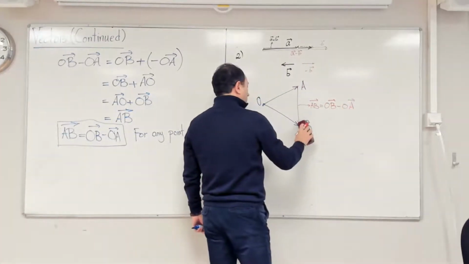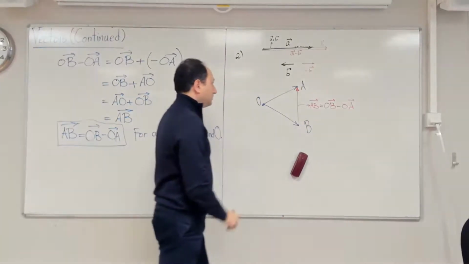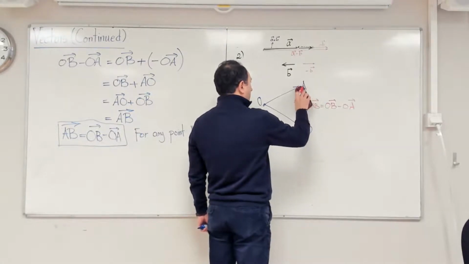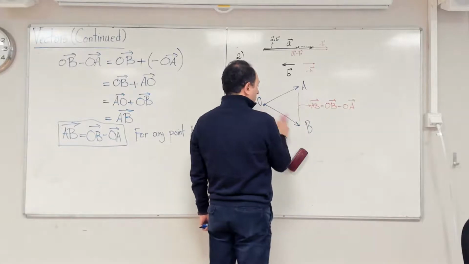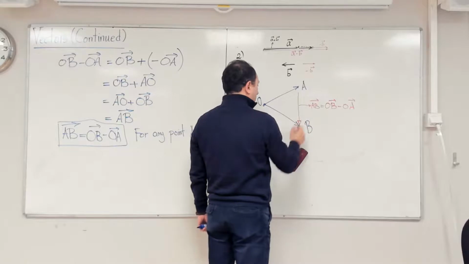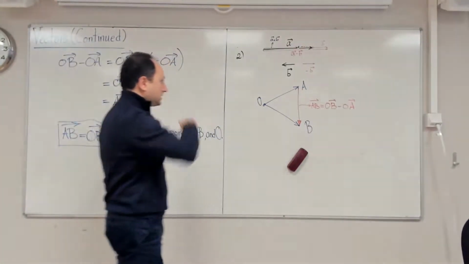So because I knew the rule, it was not working. The rule is the other way around. It's okay, it's OB minus OA. Now this is correct. Yes, that's correct.